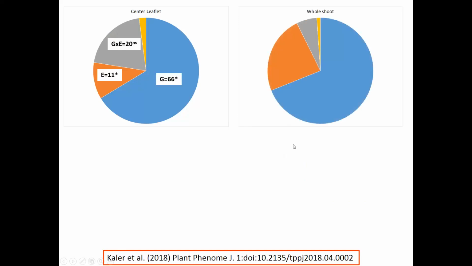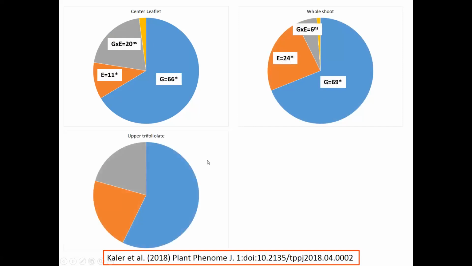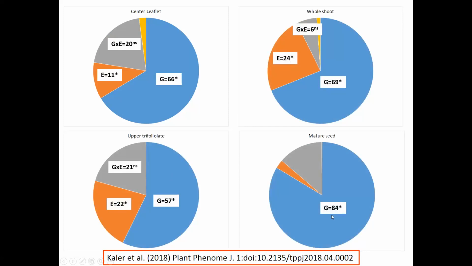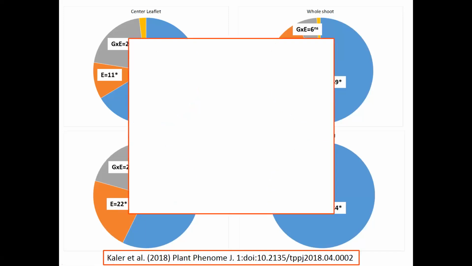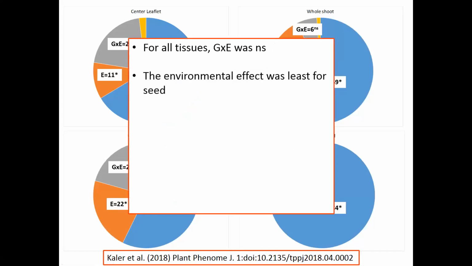For the whole shoot, we found genotype explained 69% of sums of squares, environment 24%, G by E 6%. For the upper trifoliate, 57% was explained by the genotype, environment 22%, and for the G by E 21%. And for the mature seed, genotype explained 84% of the sums of squares, environment 3%, and G by E 14%. So for all tissues, the G by E was not significant. The environmental effect was least for the seed. The genotype effect was greatest for the seed.